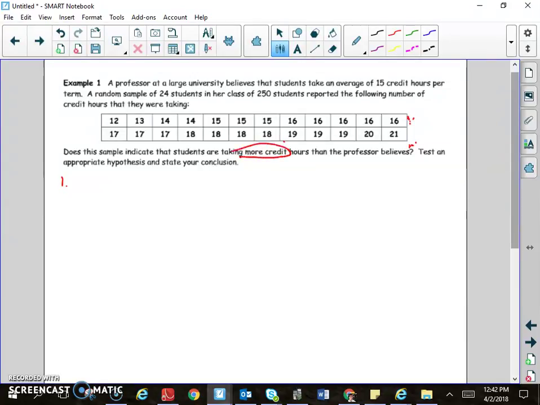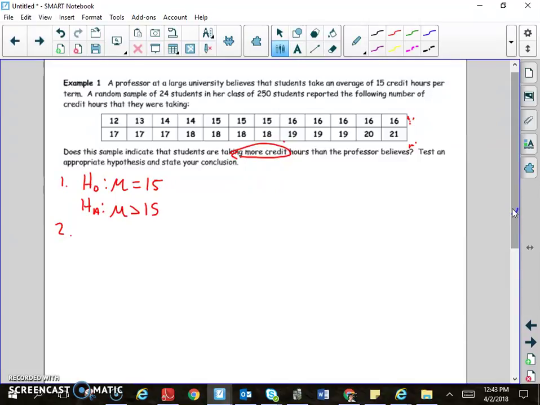So that's a key word that's going to help you determine your alternative hypothesis. So your null hypothesis is that your average is equal to 15. That's what he believes the average number of hours a student takes is. And the alternative that you're going to be testing, kind of the same way you already did for the z-test, you're trying to see if the kids are actually taking more than what he believes. So you're going to use the greater than symbol. So it's going to be greater than 15. Okay. So look for keywords to help you determine what inequality to use for your alternative.